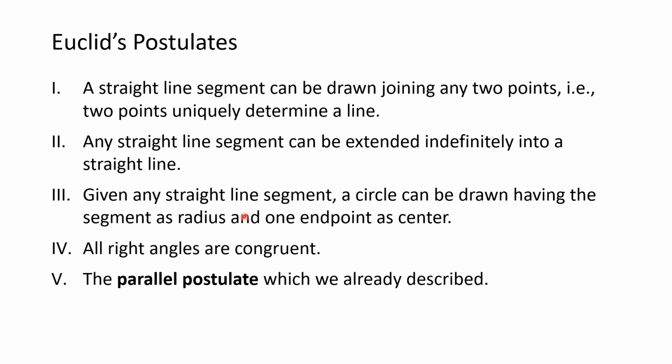Again, these seem kind of obvious. All right angles are congruent. That's almost the definition. And then we have the parallel postulate, which we already described in multiple ways. We'll take Playfair's definition, where you have a line and a point not on the line, and there's only one line going through that point that doesn't intersect the other line. And what people tried to do was use these four to somehow prove this, and that didn't work. And that's pretty much a lot of the early history of the parallel postulate.